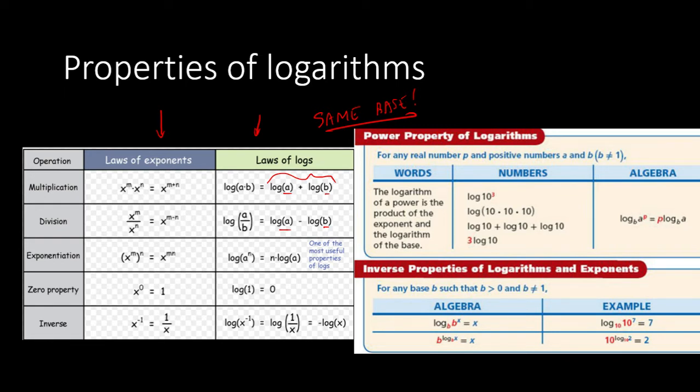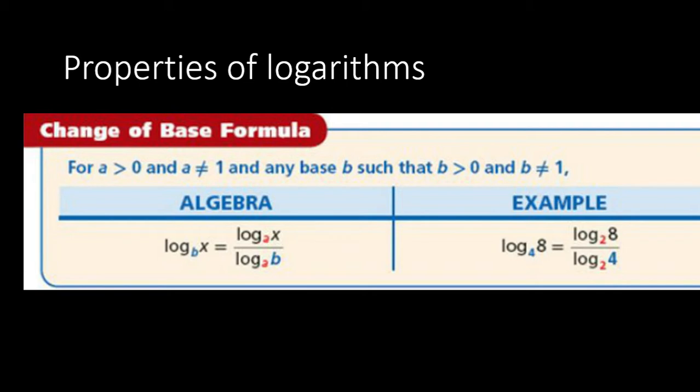The tough one, I think, is the change of base property, which can be a little weird and difficult to understand why this is even necessary. So for a change of base, we have A in this case just representing some arbitrary base, and we have B representing the base that's given to you. So let's say you have a base A that's greater than 0 and not equal to 1, and then a base B such that B is also greater than 0 and not equal to 1.